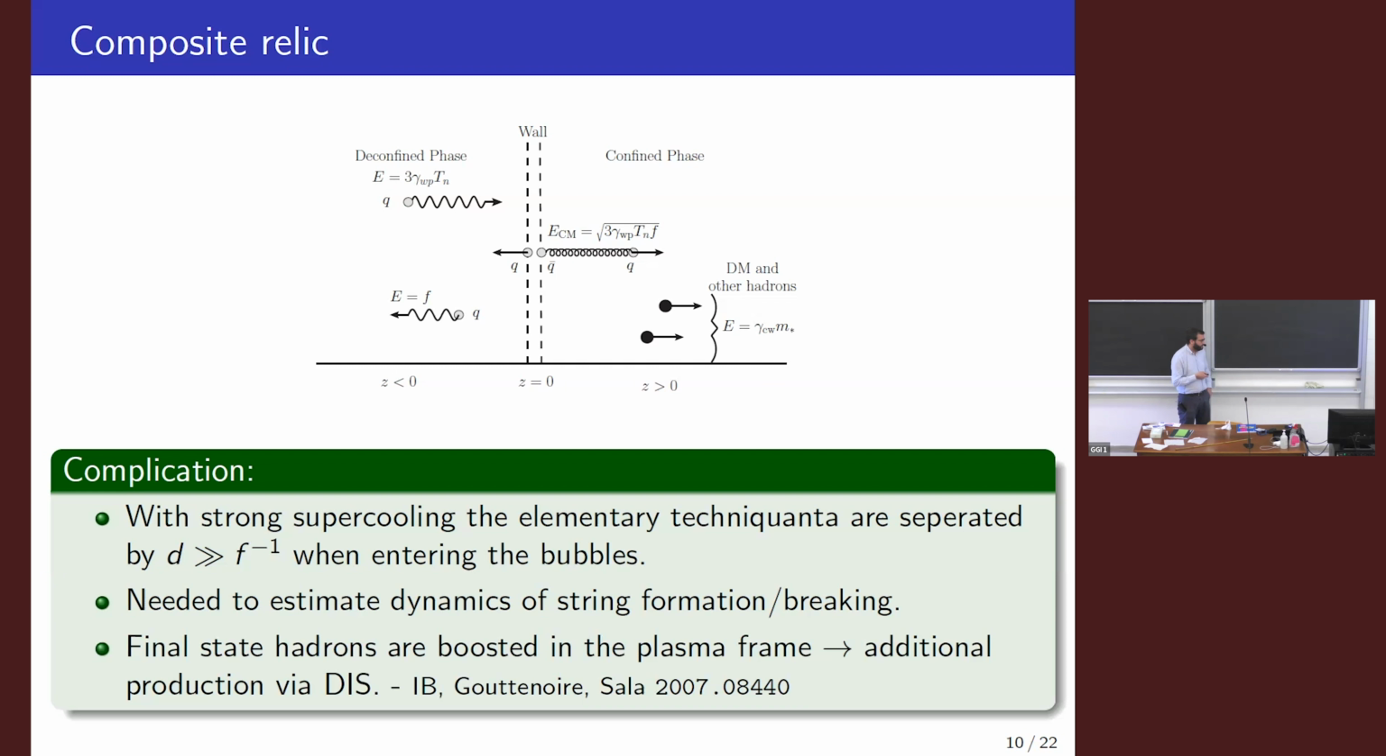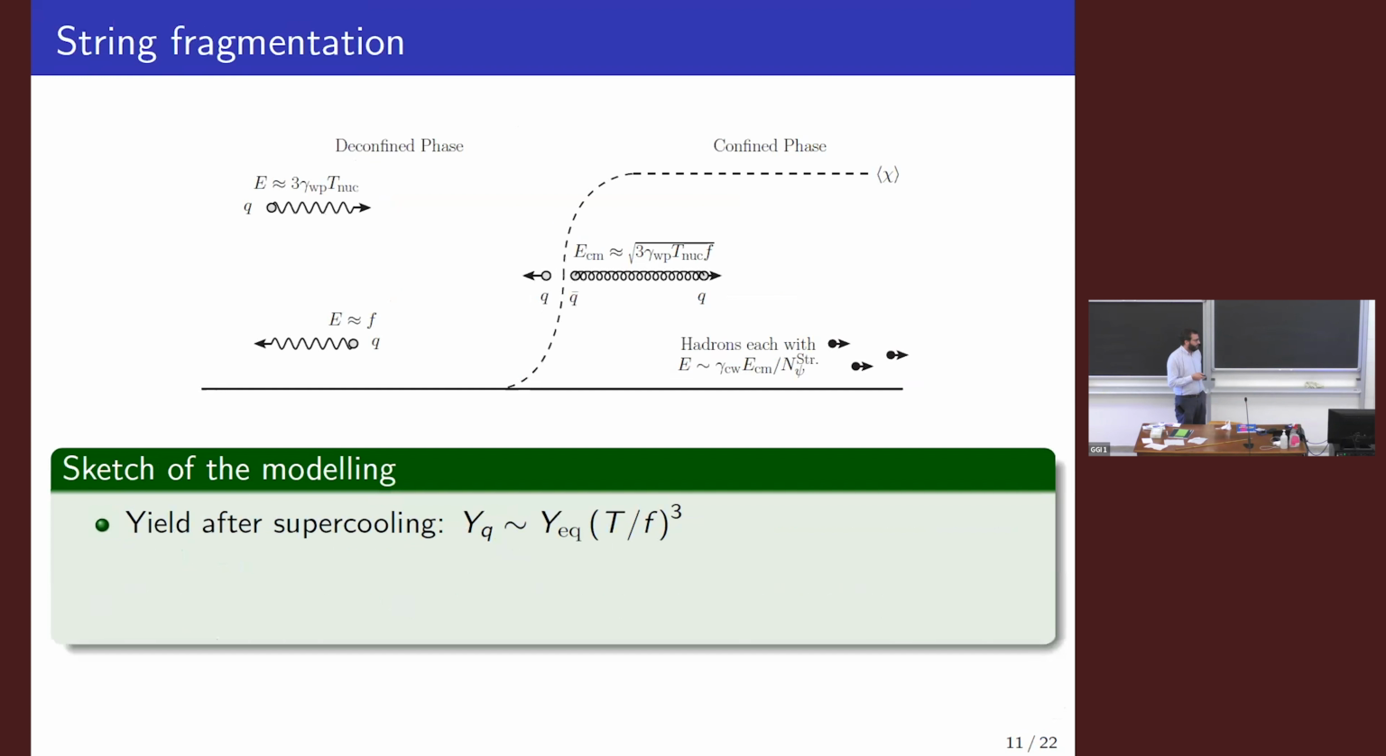So in the end, not only do you form this string, which eventually breaks into a number of strong sector hadrons, but these hadrons also end up boosted in the plasma frame, which can lead to additional production via deep inelastic scattering as these hadrons return into kinetic equilibrium. So first of all, you take into account the dilution, but as I mentioned in the previous slide, basically you'll have this situation where these quanta are very far apart compared to the confinement scale when they first meet the bubble.